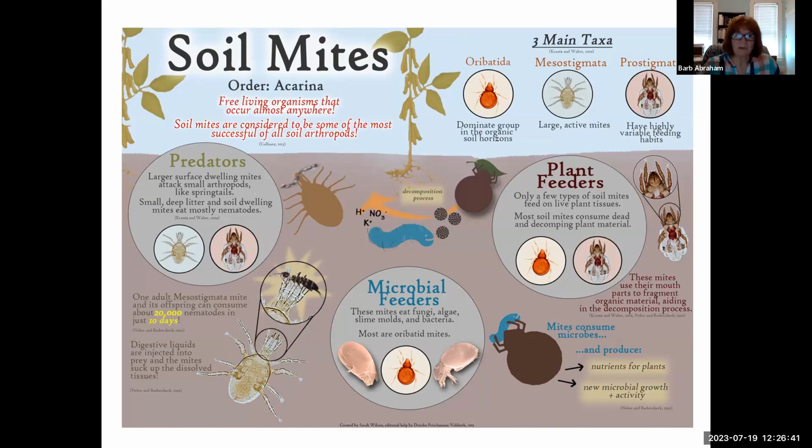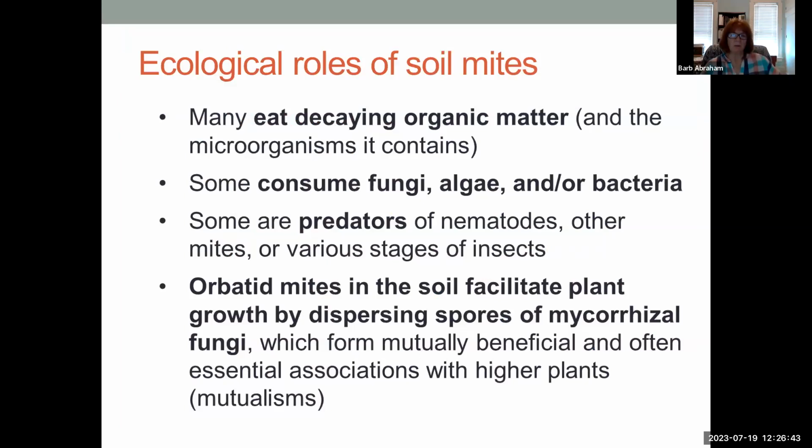And I think I have another diagram. Yeah, here are your ecological roles: eat decaying organic material and the microorganisms, fungi, algae, and bacteria. Predators, they also eat roundworms. There are a ton of tiny, tiny, tiny roundworms, not parasitic. These are free living. Most people think that the number of nematode species that have been named are only a small portion of the ones that exist. I mean, unless you're an expert, nematodes all look alike if they're the same size.